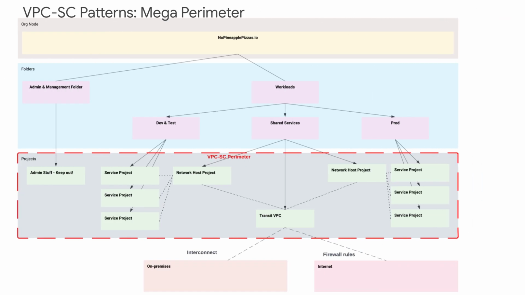Consider now this perimeter design, which is Google's best practice recommendation. This is the macro or mega perimeter architecture where everything is inside one large VPCSC perimeter. This means no projects are unprotected that could be leveraged for data exfiltration, which is good, but it also means that your primary concern as an administrator will be managing north-south flows, so into and out of your organization. Similar to firewall management, north-south flows are generally pretty manageable for the team that owns the security control.